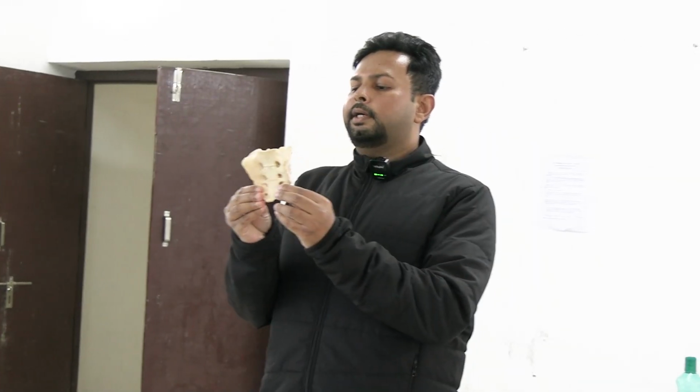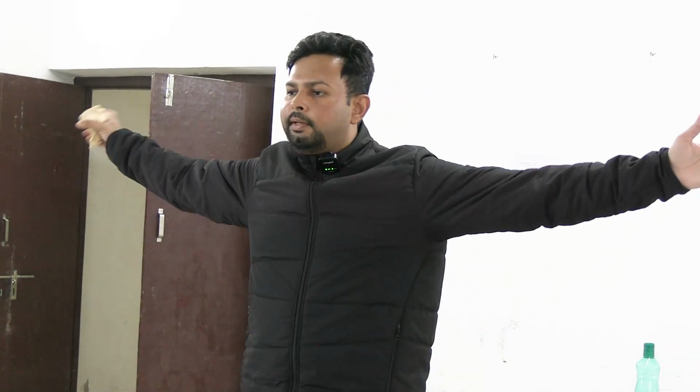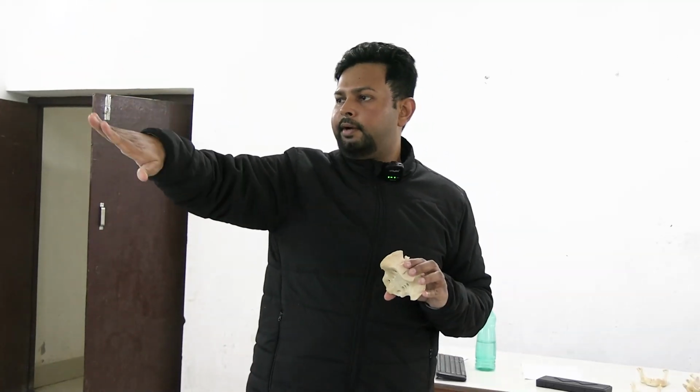So what does shorter and wider mean? Somewhat like this, short and wide. Wide means the wings, the ala, will be more, and it will be short. Clear? Then comes curvature. In males it will be uniformly curved. That one is the male sacrum. See, the curve is evenly distributed. There is no abrupt curve in it.